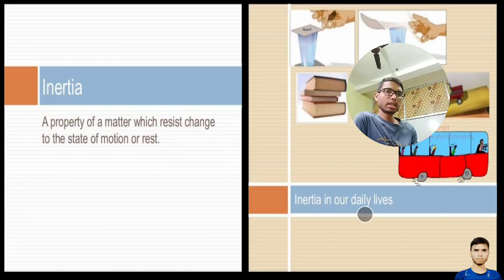Inertia in our daily lives. In front of me there are two copies which are at rest. There is a keyboard, there is a mouse, there are a lot of things which are at rest. These objects will stay at rest if I don't apply force on them. Now I want to pick a book. What will I do? Of course, I will go to that book and then I will pick that book. So here I am applying force.